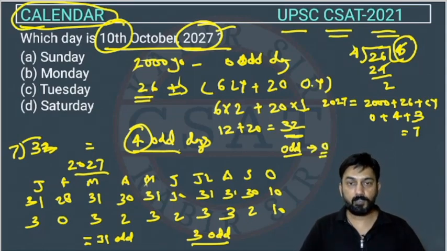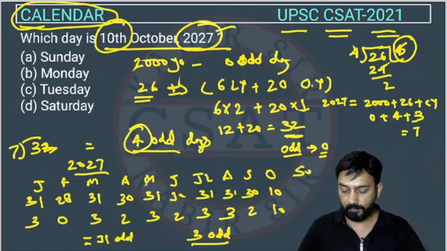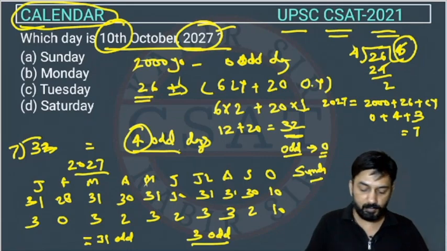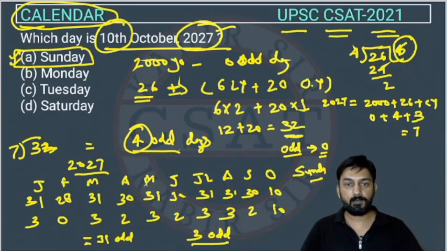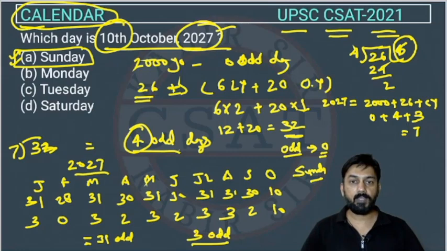Odd day is 0. So 0 represents what? 0 represents Sunday. So on 10th October 2027 there will be Sunday, right? So the answer is option A. I hope you all got this. If you still have some issues, you can connect with us and I will explain this question personally again. Okay.